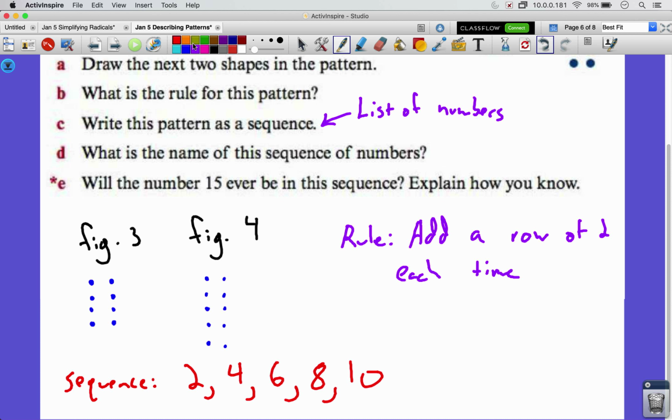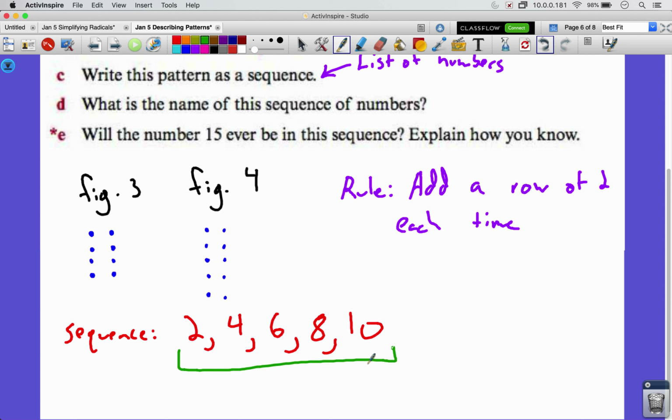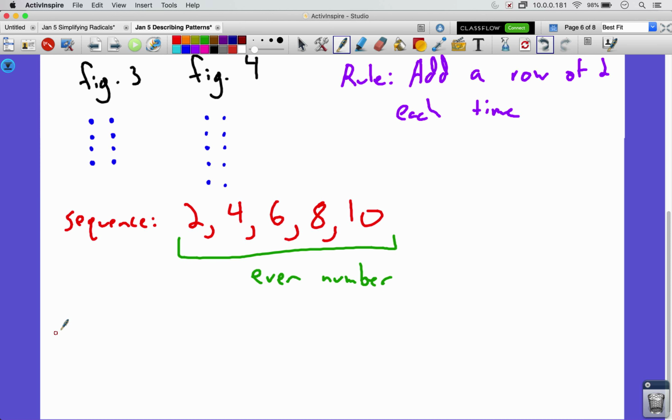What's the name for the sequence of numbers? So this is a very special sequence. Not all sequences have names, but this sequence is called the even numbers. It is all of the numbers that are divisible by 2. All right, will 15 be in the sequence? Explain how you know 15 will not be in the sequence. Because it is not even. If this pattern is only giving us even numbers, then it will never give us an odd number.